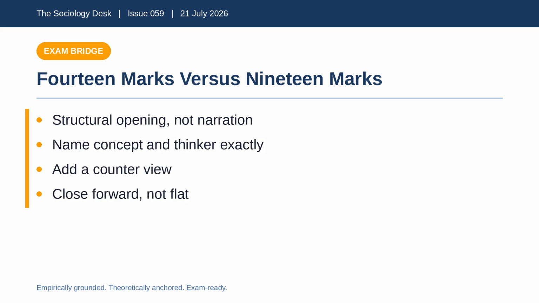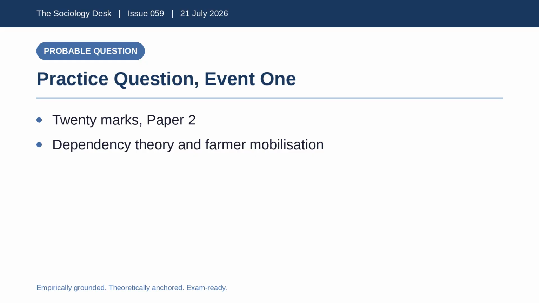The event is your evidence. The theory is always your destination. Say that to yourself every time you sit down to write. Here is a question in the exact style you should expect. In the light of the farmer mobilization against the proposed India-United States trade agreement, critically examine the relevance of dependency theory to understanding agrarian distress in a liberalizing economy. Pause this video if you want to and sketch your own 6-point structure before you move on.